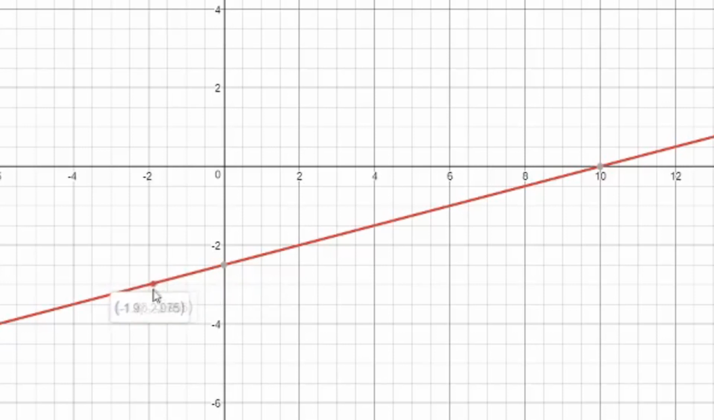There's 2 and -3. All the points are here. And there is 4 and -3.5, and there is -3 and -3.25.